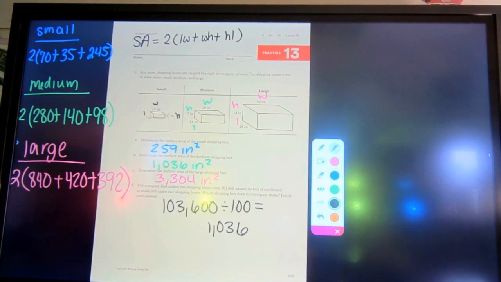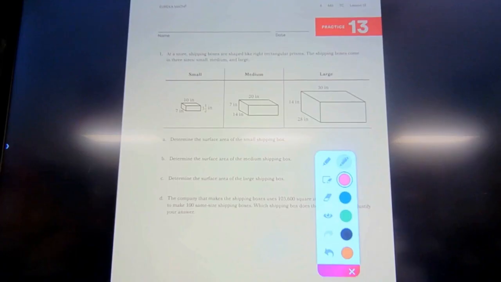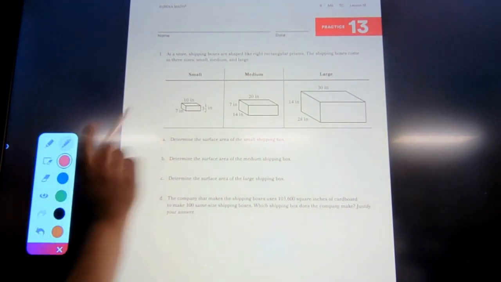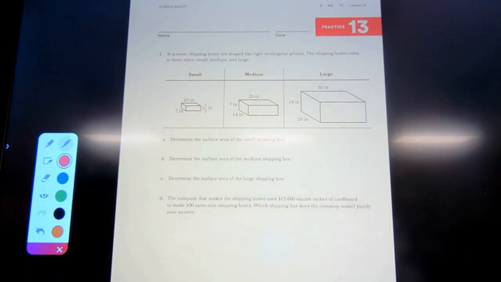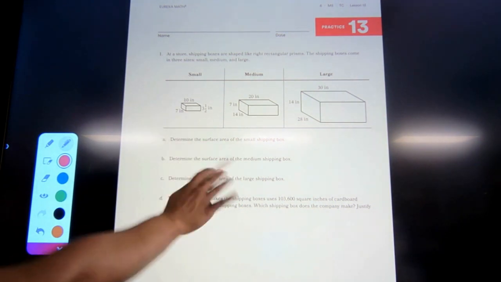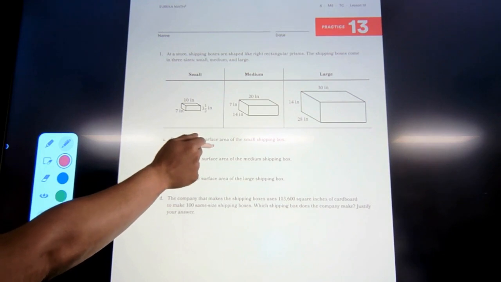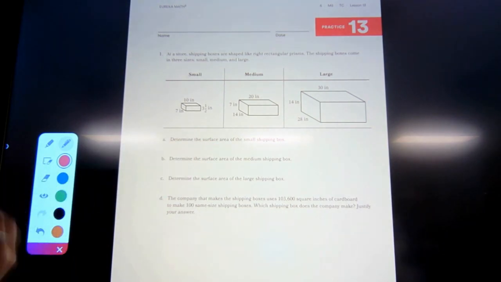Let's look at the next part of our practice problem. All right, so there was another part to this particular problem, and it involves the small shipping box. So I had already cleared the screen, but remember that this was 259 square inches for the small shipping box. We'll need that information for the next part.